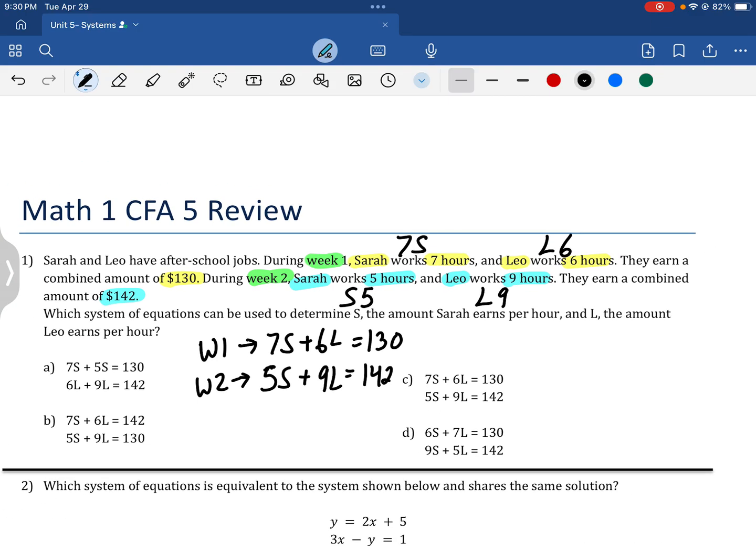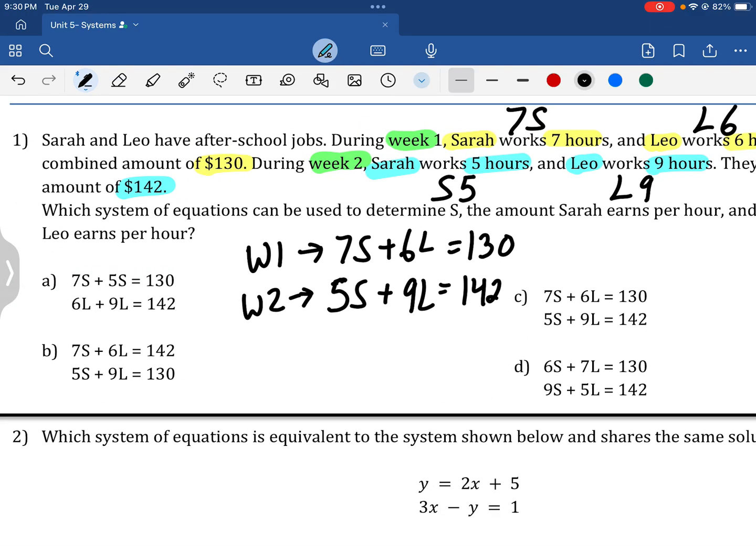Now looking at our answer choices, all we need to do is find the answer choice that matches what we wrote. We have week 1 versus week 2. Well, A says 7S plus 5S. We don't want them together, so cancel that out. B says 7S plus 6S equals 142. That should be 130. Mark out B. C says 7S plus 6L equals 130, 5S plus 9L equals 142. That might be the answer. Then we have 6S plus 7L. That doesn't even make sense because it was from different weeks, so we can mark that out. We see C has to be our answer.